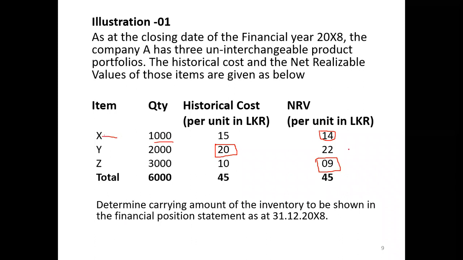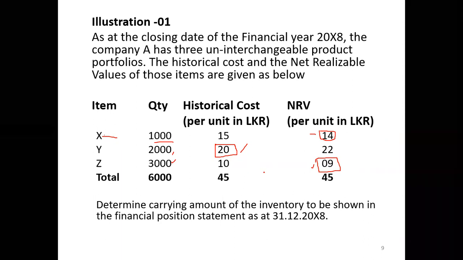So X into X for X. So 1000 into 14 rupees equals 14,000, plus 2000 into 20, that is 40,000, and 3000 into 9, 27,000. So altogether it equals 14,000 plus 40,000 plus 27,000, so equal 81,000. So the value of inventory that should be disclosed in the financial statement is 81,000, right?